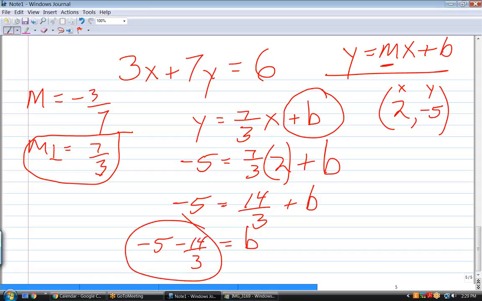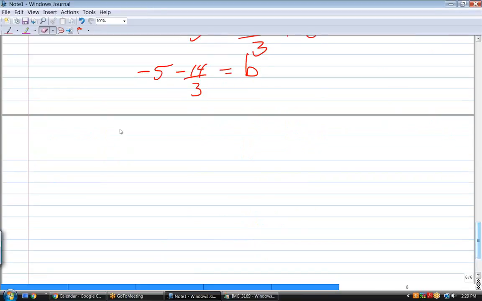And what's that number equal to? It's not an easy one to get off your calculator. Well, you can try, but it's not going to be that easy. So how do I do this mathematically? If I didn't have a calculator, I'd have to come up with a common denominator. What's the common denominator? 3. Okay. How many thirds is minus 5? That is negative 15.